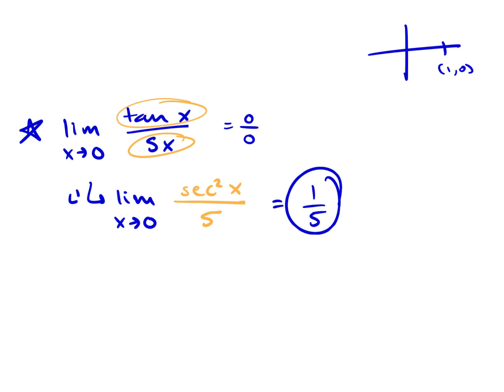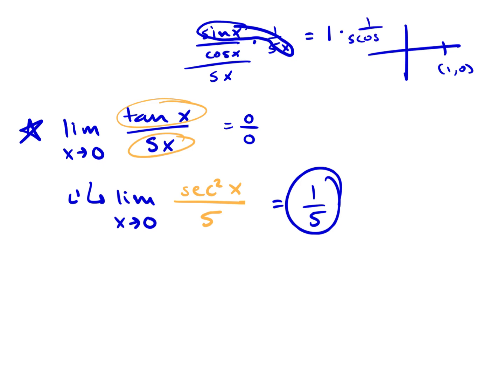So again, if direct substitution does not work, if you end up getting 0 over 0, use L'Hopital's rule. Find the derivative of the numerator and the denominator. Or, if we wanted to, we could have changed this to sine of x over cosine of x over 5x. When we keep, change, flip, I could make this sine of x over x, which we know is 1. So then I have 1 times 1 over 5 times the cosine of x. Cosine of x is also just 1, so this would be 1/5. You could do it either way.